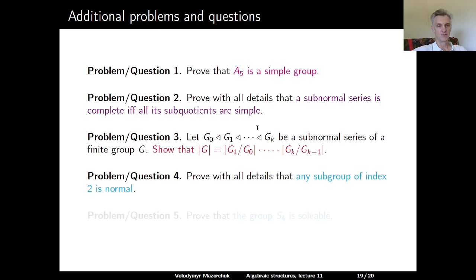Problem question 4. Prove with all details that any subgroup of index 2 is normal. And problem question 5. Prove that the group S4 is solvable.